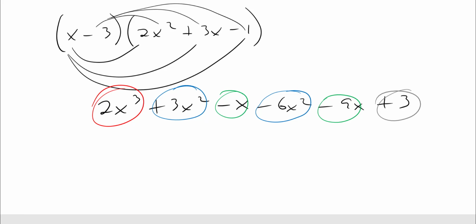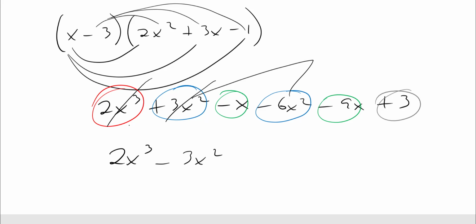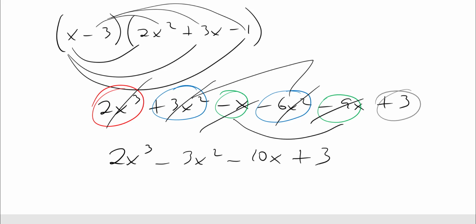Okay? So my final answer is 2x cubed. Combine these two together, so it's minus 3x squared. So that's good. That's done. And then these two, negative x minus 9x is negative 10x. Okay, so those are out of here, and then plus 3. And that's your final answer to that problem. Okay, it's a little bit more work. It's not FOIL, it's distributing, but that's what FOIL is. Okay, so let's do one more here.